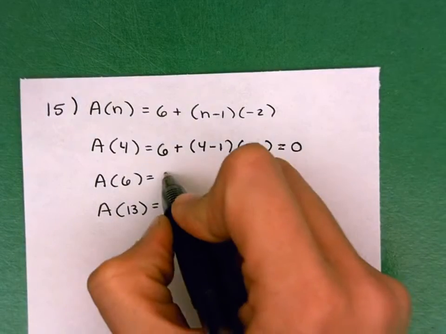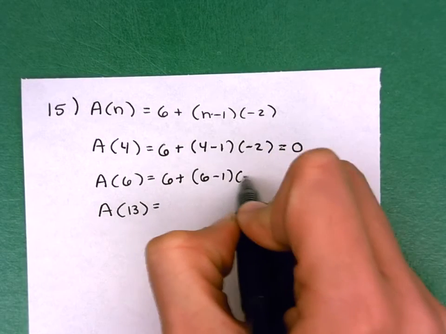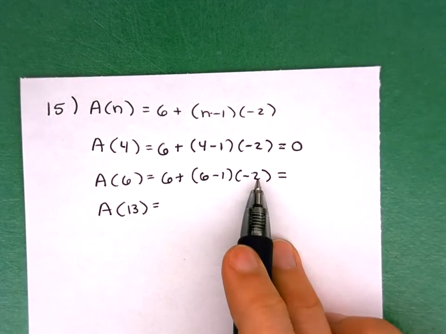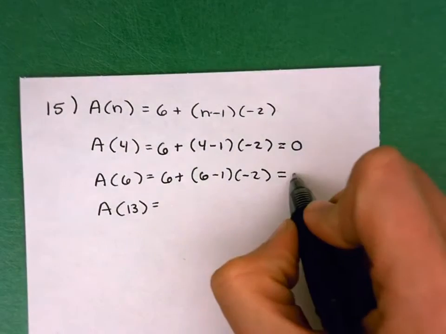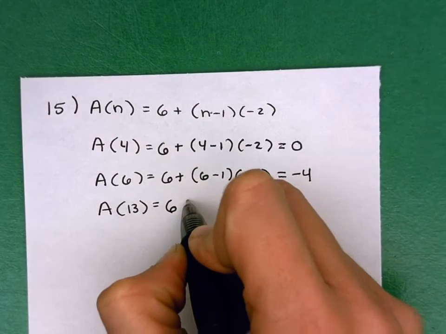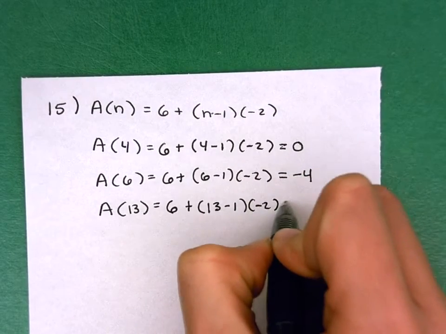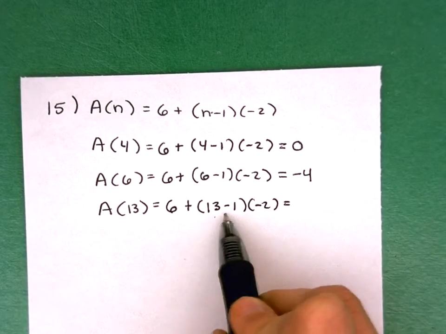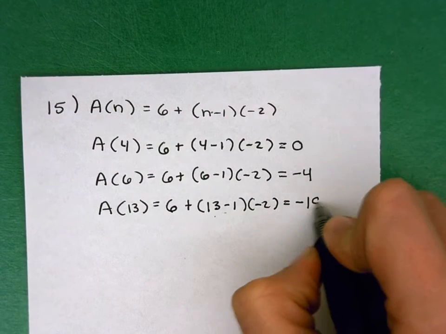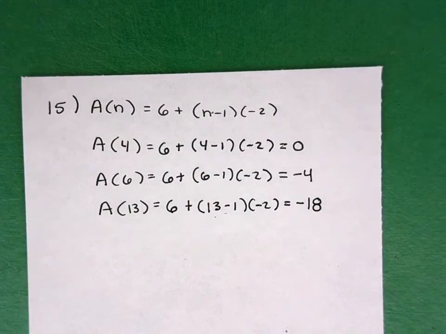Okay, same thing with the 6th term. We take our 6 and we plug it into the n. Okay, so we have 6 minus 1 is 5, times negative 2 is negative 10, plus 6 is negative 4. And then for that 13th term, we're going to plug in 13. Okay, 13 minus 1 is 12, times negative 2 is negative 24, plus 6 is negative 18. Okay. So that's what an explicit formula allows us to do.